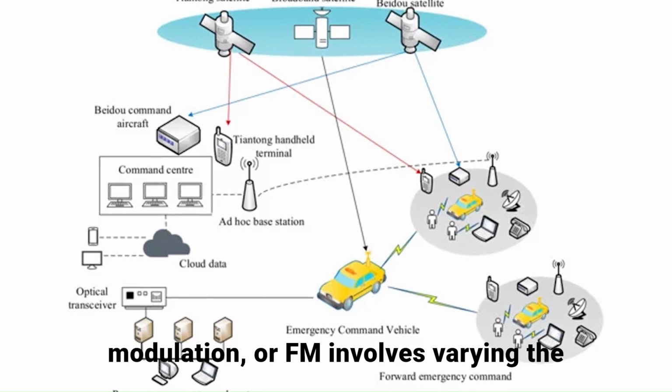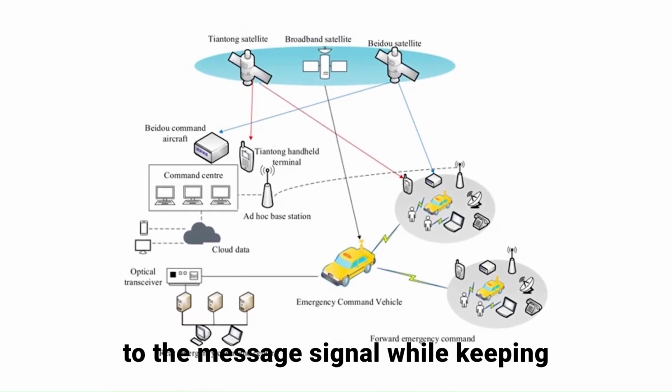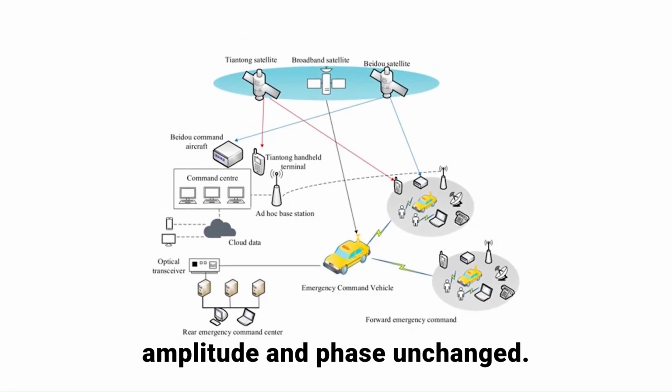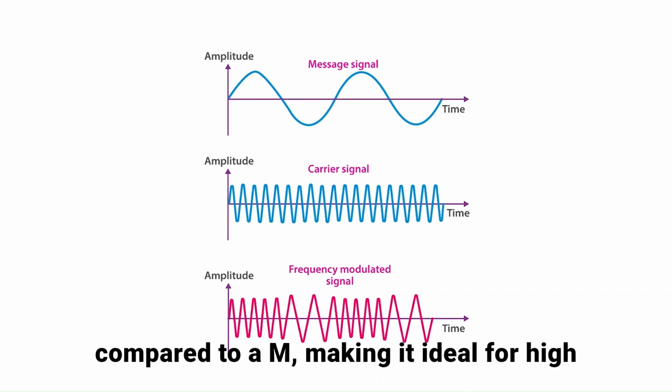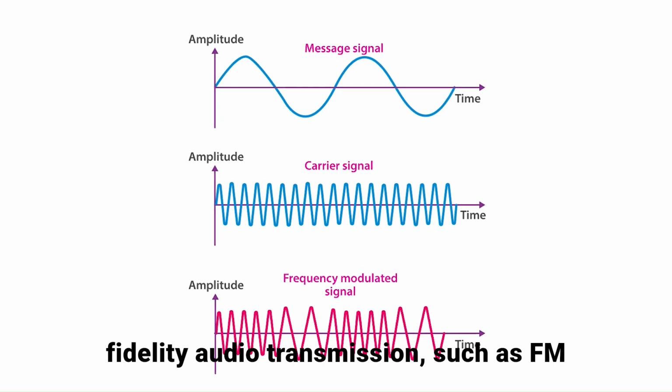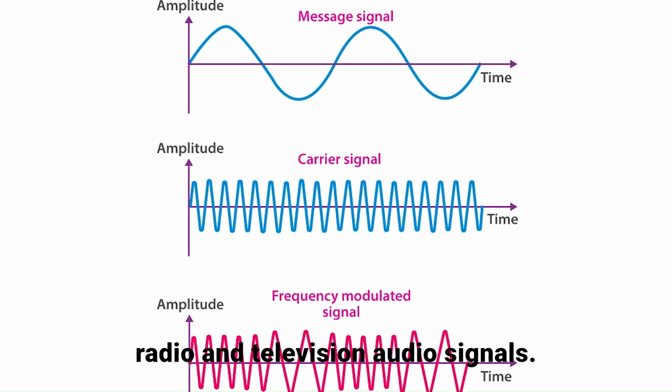Frequency modulation, or FM, involves varying the frequency of the carrier wave according to the message signal while keeping amplitude and phase unchanged. FM provides better noise resistance compared to AM, making it ideal for high-fidelity audio transmission, such as FM radio and television audio signals.